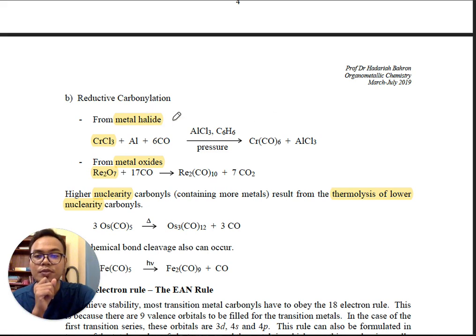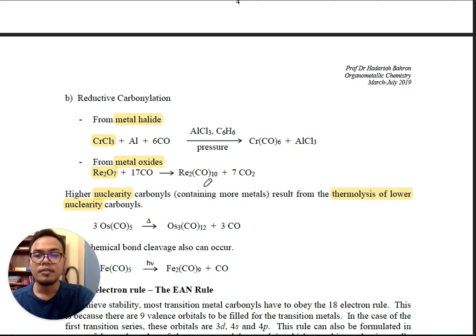So first we use metal halide, CrCl3. Second, we are using metal oxides, Re2O7. I think I did ask this question in your class, if you remember: what is Re? This is not an important question and not something that we're going to discuss later, but something for you to find out also. So you see from metal oxide, MO, and then carbonylate, you are going to get your carbonyl complexes.